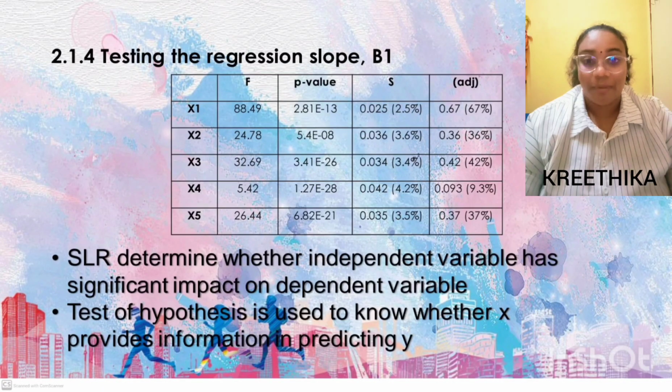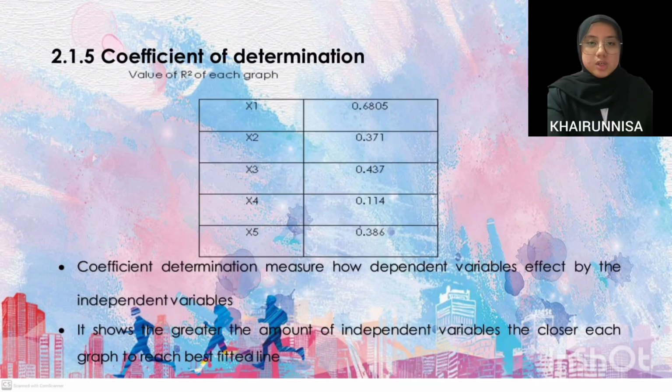Testing the regression slope beta 1. Simple linear regression uses the predicted values of the parameters beta 0 and beta 1 to determine if an independent variable has a significant impact on the dependent variable. Based on the scatter plot above, the regression slope beta 1 for x1, x2, x3 and x4 is positive, while for the graph x5 it is negative. Coefficient of determination: all the values of R squared are between 0 and 1. It is partially fit to prediction of batting average.